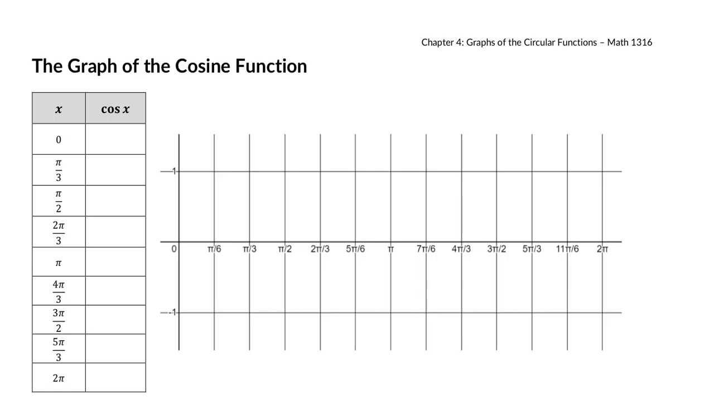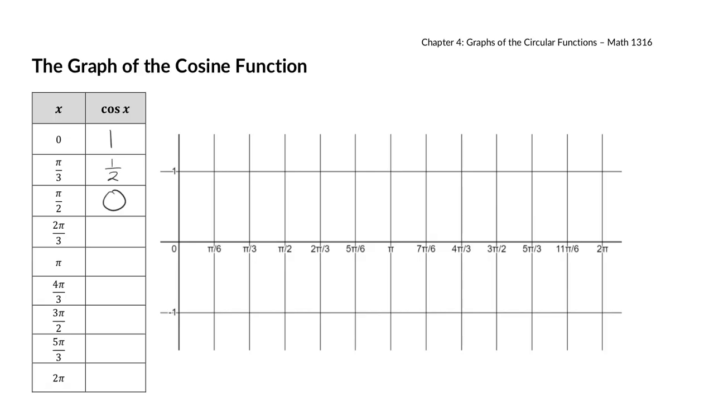The cosine curve, we're going to do the same thing. So we're going to be looking at our unit circle for now, all of the x coordinates of these values. What is the cosine of 0? 1. What is the cosine of pi over 3? 1/2. Then I'm jumping to pi over 2. 0.